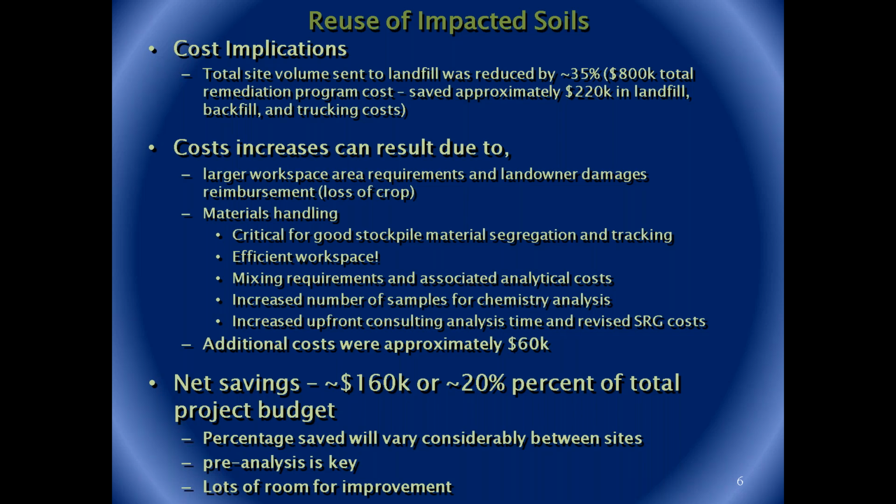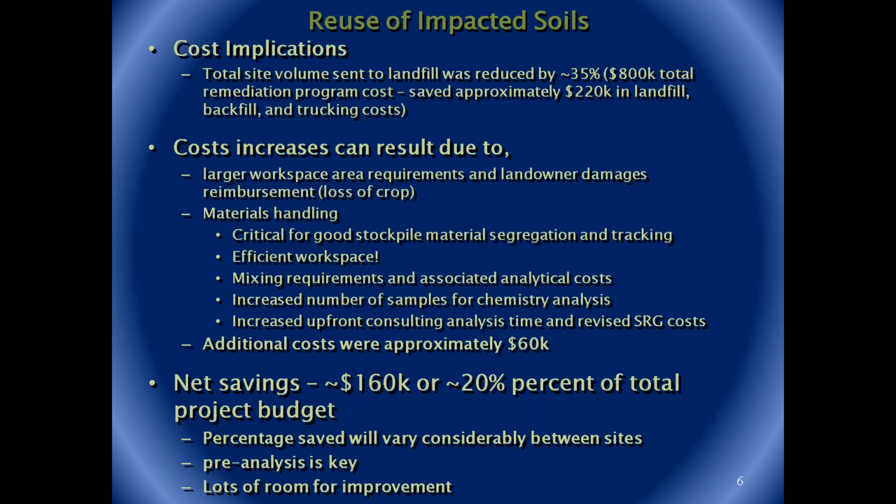And the other one is upfront consulting costs. There's no doubt you're doing more iterative scenarios, you're revising your SRGs, etc. So with the additional backhoe work and movement work and everything else like that, we figured there was about $60,000 that got spent in addition to where we were. So it kind of takes away from your 220K in savings, so to speak. So we're sitting somewhere on this site around 160K in savings, and that's 20% of the project total.